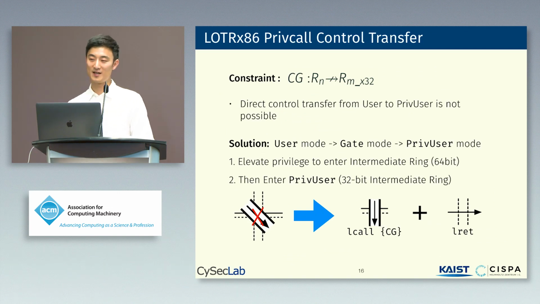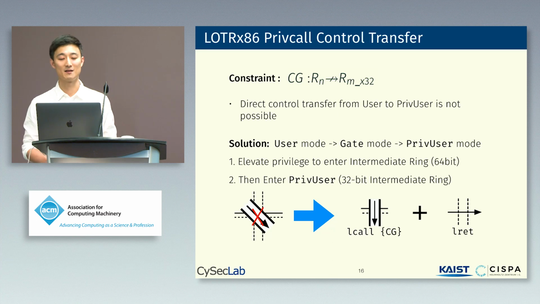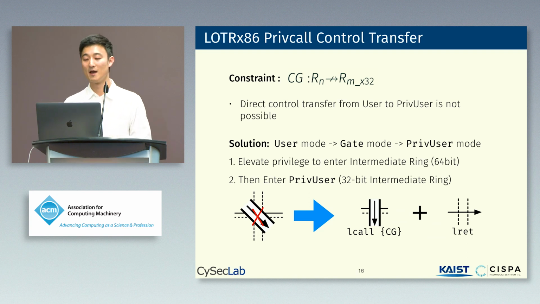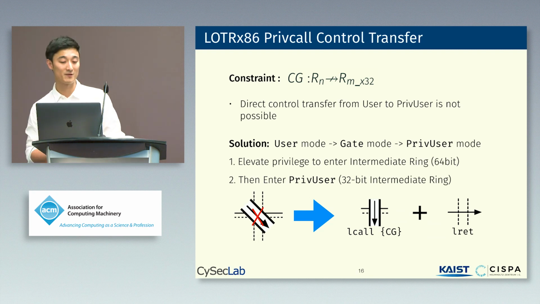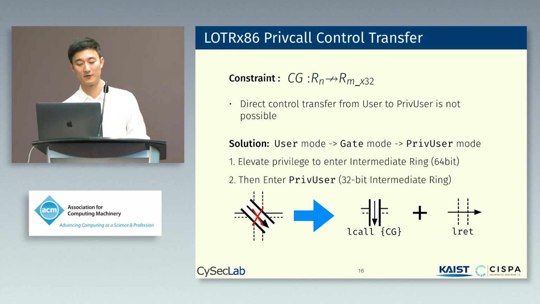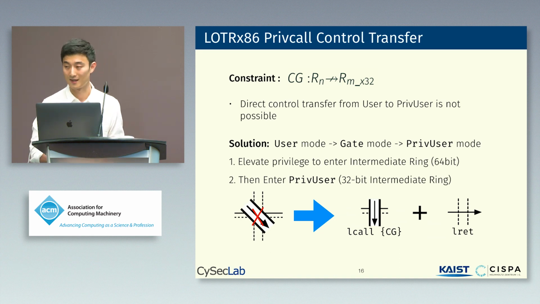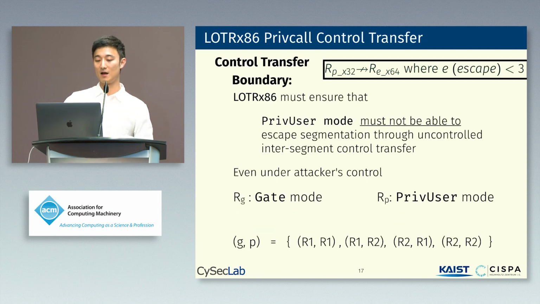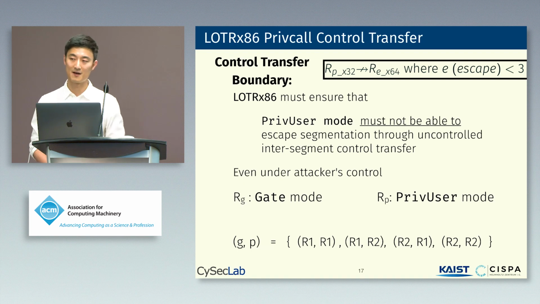So due to this strange constraint, we see that our Privcall cannot be implemented by a single call gate. But we found that this constraint can be resolved by combining a long call into a call gate and then a long return. So we're saying since we cannot perform a privilege escalating long call into 32-bit mode directly, we simply elevate the privilege first, and then we enter the 32-bit mode to find ourselves in the PrivUser mode. So in summary, we first enter this midway point, what we call a gate mode, then we enter the PrivUser finally.